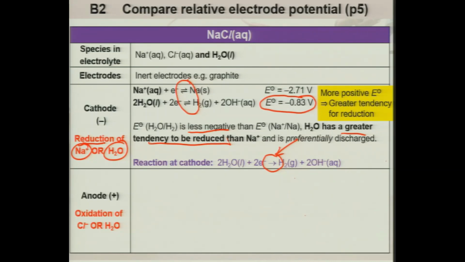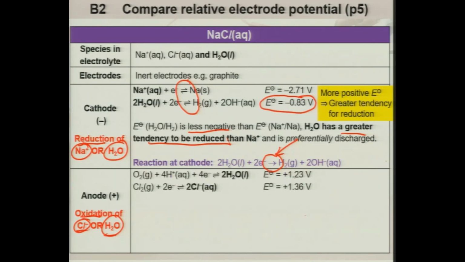What about the anode? At the anode, oxidation happens. It's either the oxidation of chloride or water, as we have previously talked about. If I go to the data booklet, do you know where to look? You're going to look for equations with chloride and water on which side of the equation? Right side. You are going to look for chloride or water on the right side of the equation, because going from right to left is oxidation. So I'm going to find these two values here.